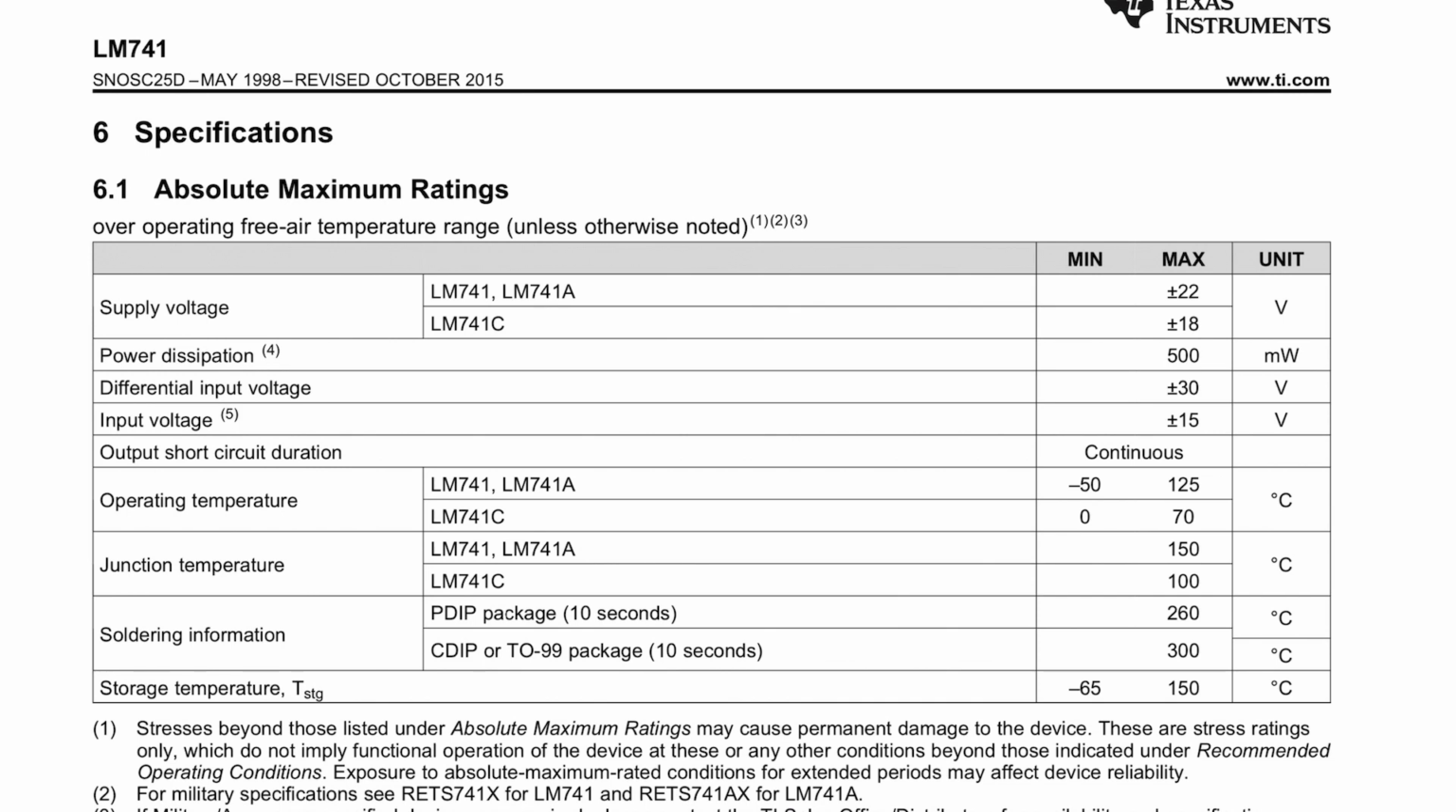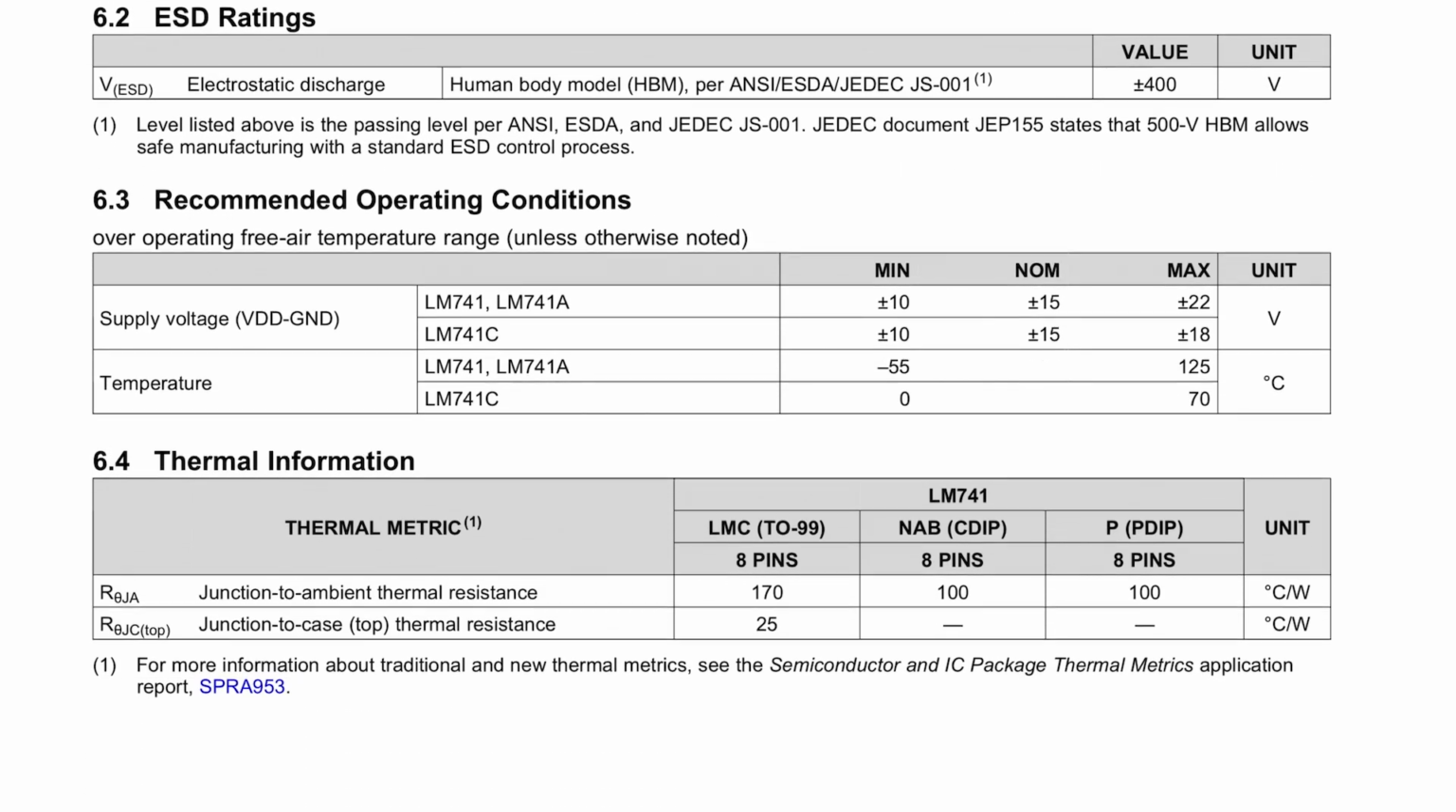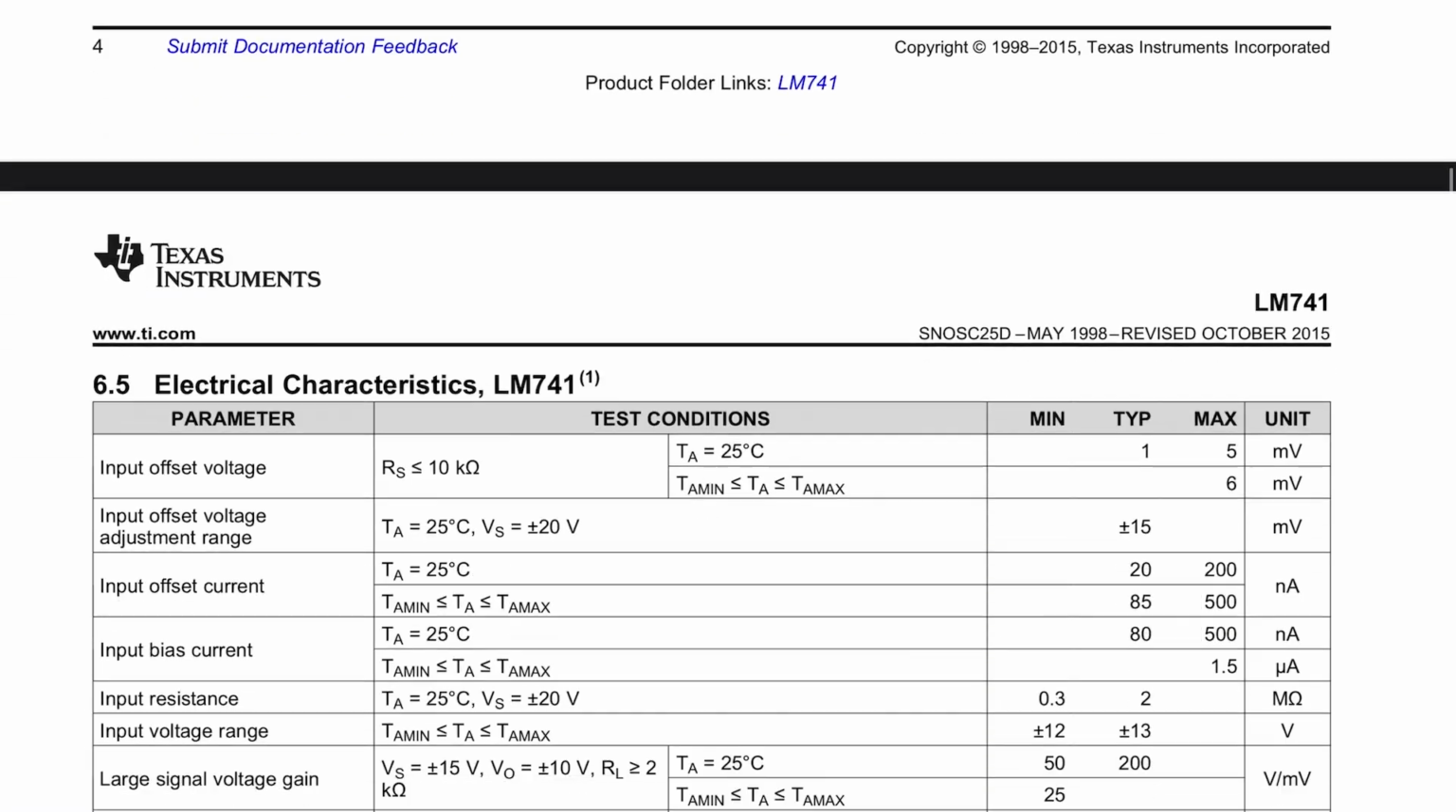Then there are absolute maximum ratings which are specified, so you should never exceed those, otherwise the manufacturer will not guarantee the working of the amplifier. I mean, you can cause damage to the amplifier and they will not replace it. So those things you need to follow.